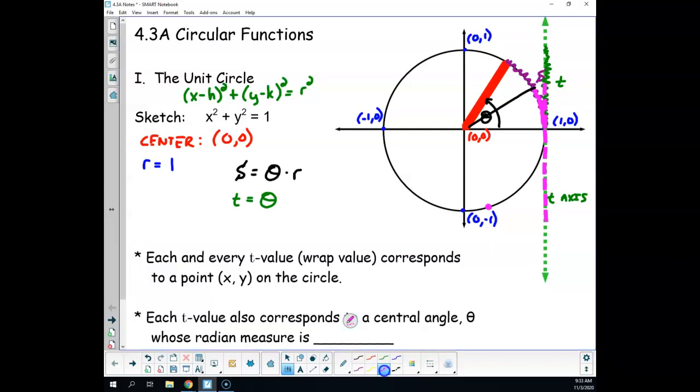So each and every point on the circle corresponds with a T value.